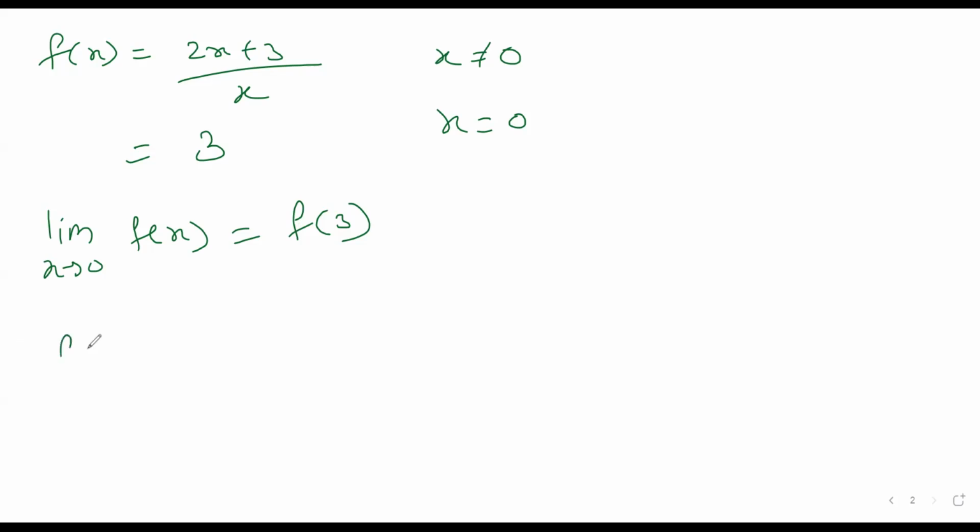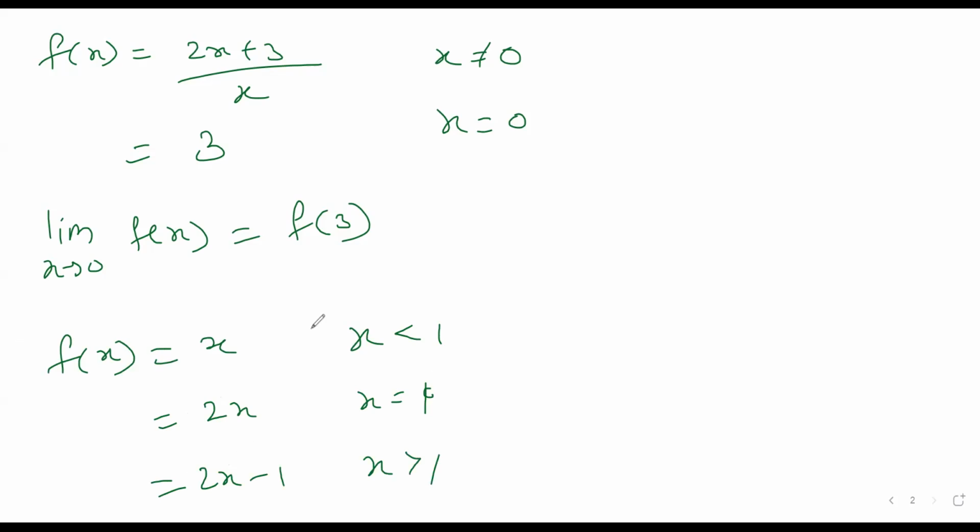Another type comes when they say that f of x is equal to x when x is less than 1. It is equal to 2x when x is equal to 1. And it is equal to 2x minus 1 when x is greater than 1. So here I will say limit x tends to 1 minus, because here x is always less than 1. This f of x should be equal to limit x tends to 1 plus in this case, and should be equal to f of 1.